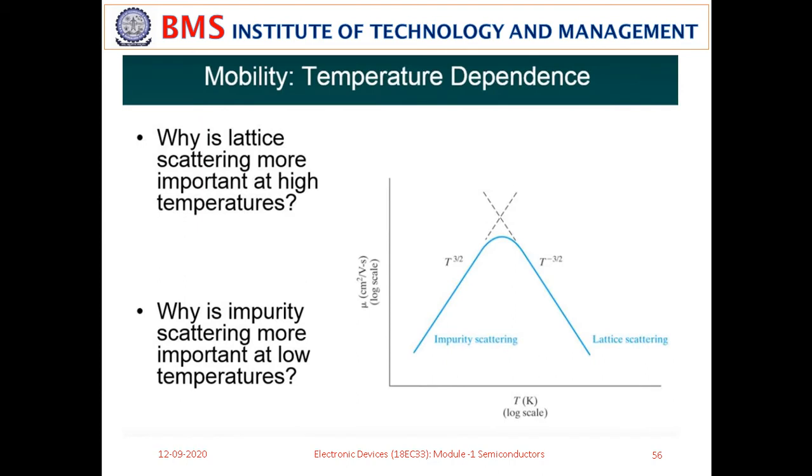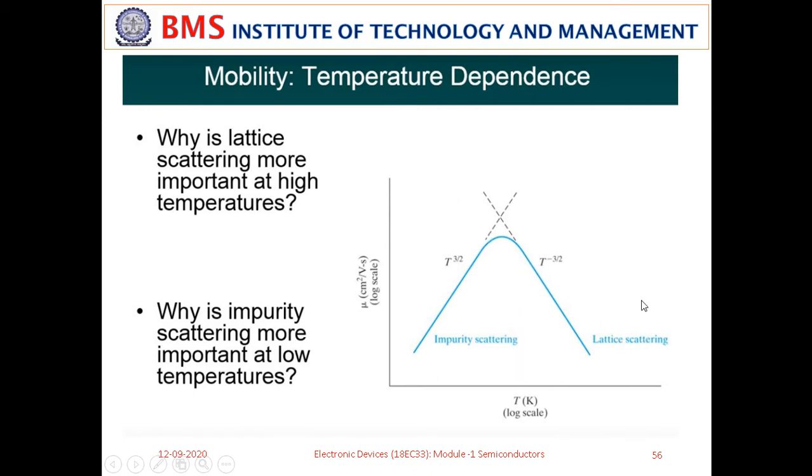Probably you remember this graph I showed you last class, right? Impurity scattering is proportional to T to the power of 3 by 2. Okay. When we fix the temperature here, even if you keep increasing the doping, impurity scattering keeps increasing. As temperature increases, at lower temperature impurity scattering effects will take place, and at higher temperature lattice scattering will take place. So, you have to maintain moderate temperature.